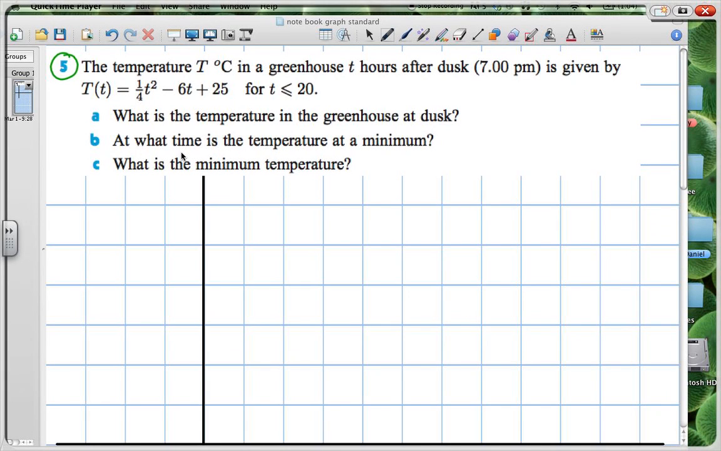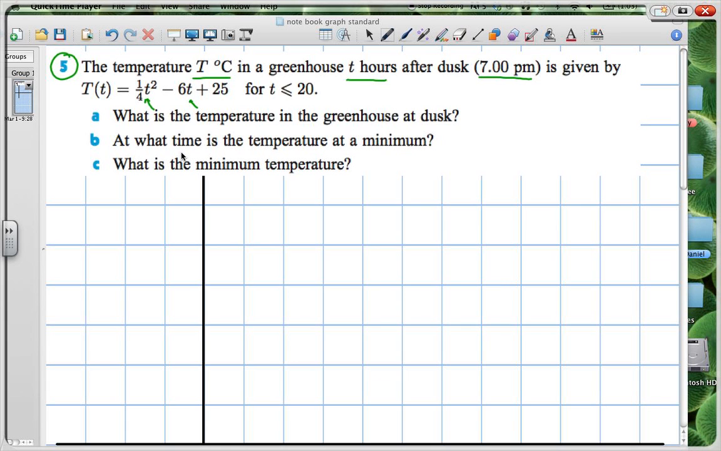In question 5, it says the temperature T degrees Celsius in a greenhouse T hours after dusk, so we're starting at 7 p.m., is given by this formula. So this T is the number of hours after 7 o'clock, and as we can see, the temperature probably is going to drop for that.